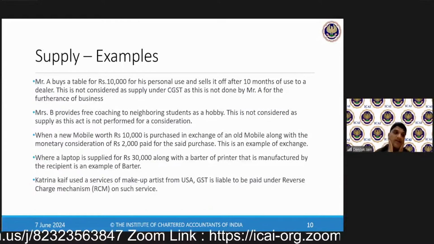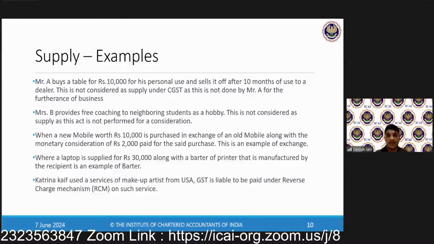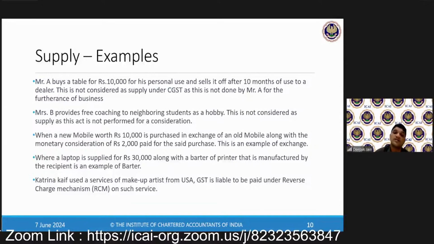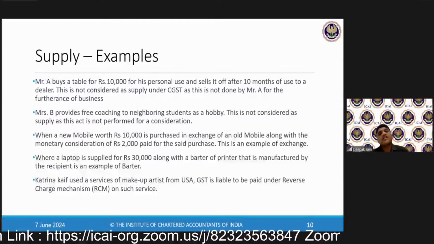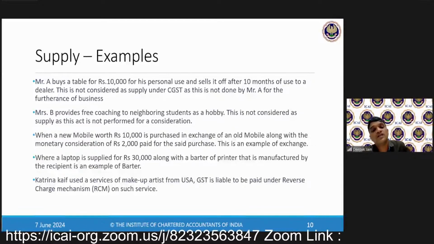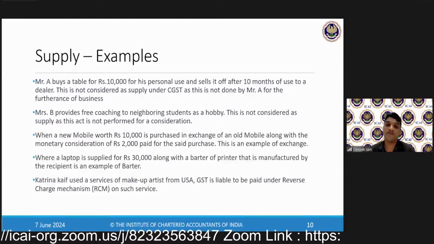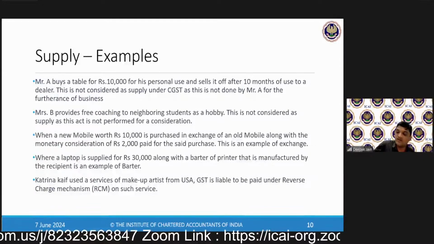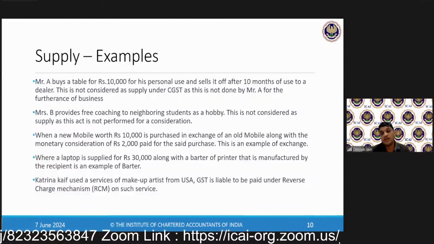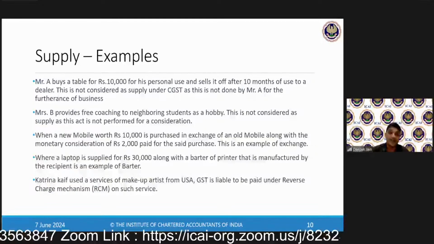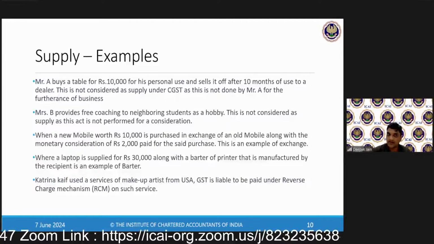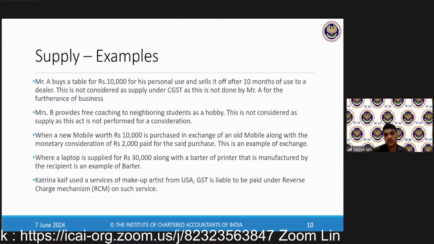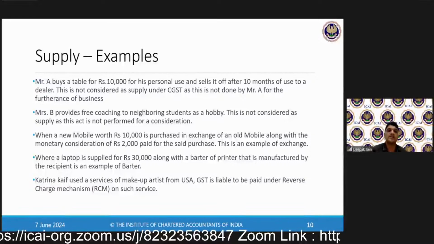Various examples of supply. Mr. A buys a table for 10,000 rupees for his personal use and sells it off after 10 months of use to a dealer. This is not considered a supply because it is not done by Mr. A in furtherance of business. Mr. A has purchased it for his personal use. When he purchased for his personal use, he is not dealing in this regularly. If he deals regularly, then it will be treated as a supply, if he's buying and selling on a regular basis. But if he bought it for his personal use and sold it, then it is not a supply.